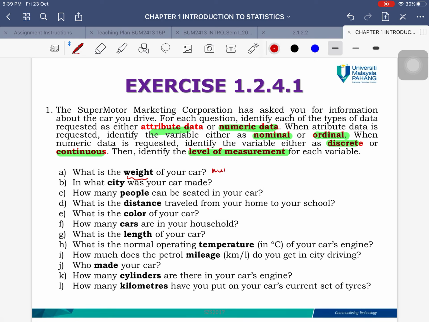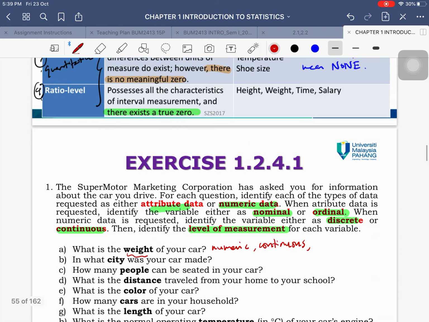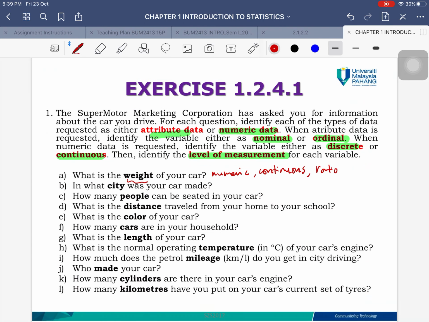Okay, weight. Is it going to be attribute or numeric? Weight is going to be numeric data. Is it discrete or continuous? Weight can have decimal places, so it's going to be continuous. What is the level of measurement? Is it going to be interval or ratio? If weight is 0, it means that there's none of it. If I have a scale and the weight is 0, it means that nothing is on it. So it's going to be classified as the ratio level, because 0 means none. Okay, so that's for A.